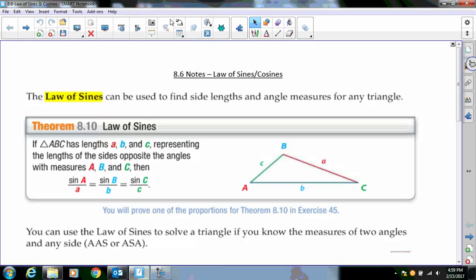All right, 8.6 is the law of sines and cosines. Make sure that you have your calculators ready because this is going to be heavy with calculators. The law of sines can be used to find side lengths and angle measures for any triangle.